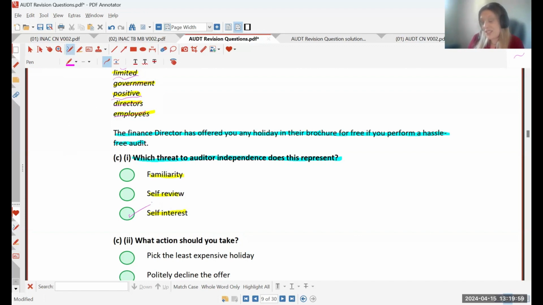Why is it self-interest? Well, it's self-interest because the auditor is now going to try really hard to perform a hassle-free audit to get this holiday. Okay, so they may try to cut corners. They may try to skip over things, not do due diligence because they want this holiday.